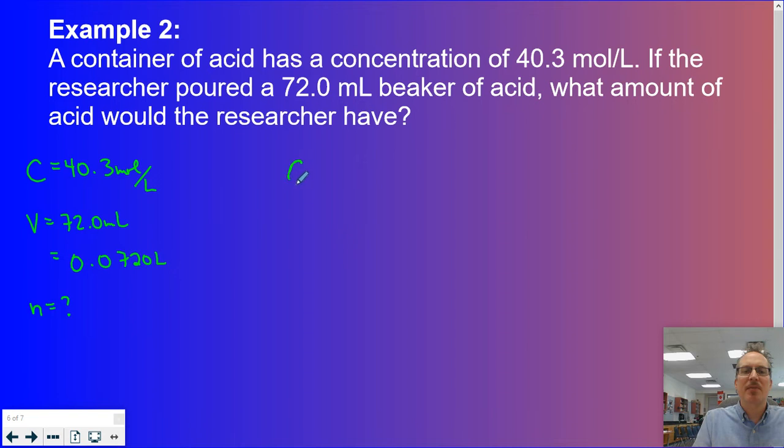So we're going to start with our memorized formula, C equals n over V. I'm going to solve for n, so that means V is going to move up to the other side. n equals concentration times volume. So we're going to take 40.3 moles per liter and multiply that by 0.0720 liters.